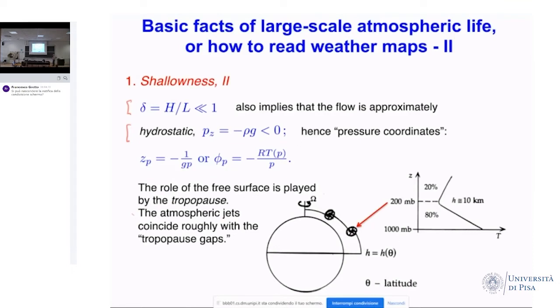But this decrease of tropopause height with latitude is not smooth. There are the so-called tropopause gaps in which these jet streams sit.